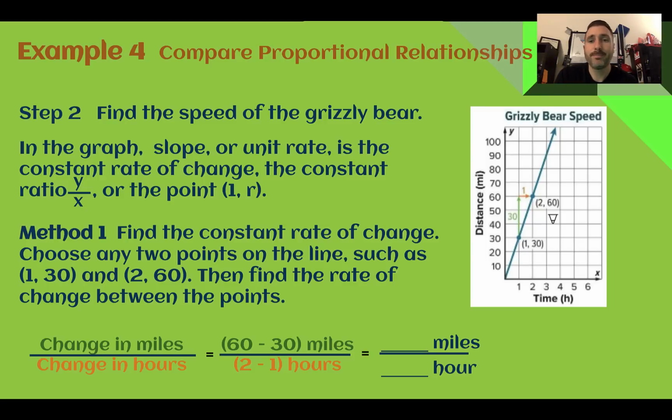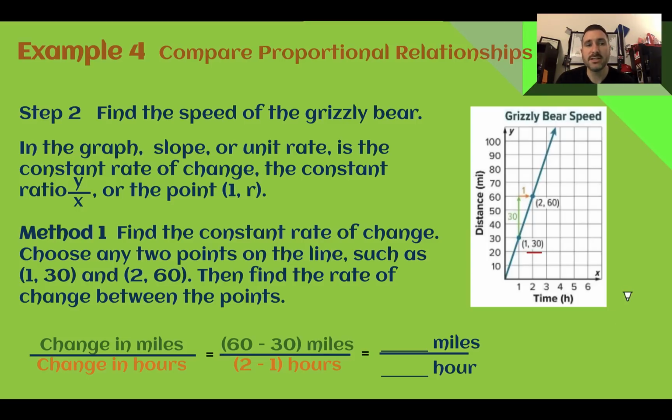For the grizzly bear, we can use a couple different ways. We're given a graph, which means that our slope, or the unit rate that we want to find, is the constant rate of change. It's the ratio of the vertical change over the horizontal, or the (1, r), which is right there. So let's look at a couple different methods to find this.